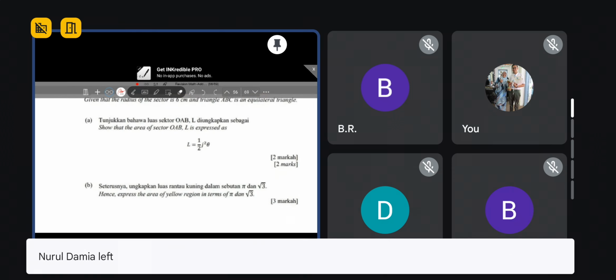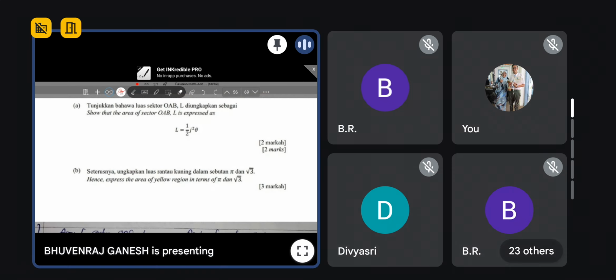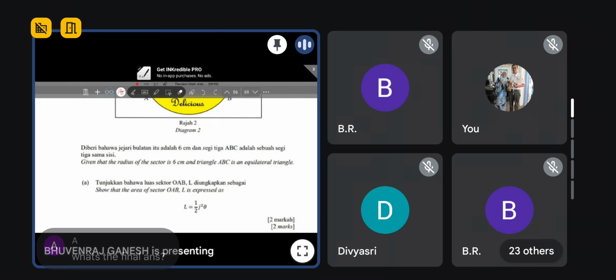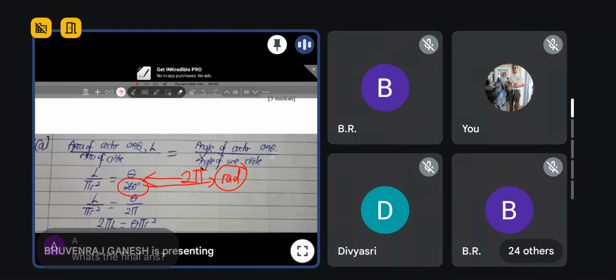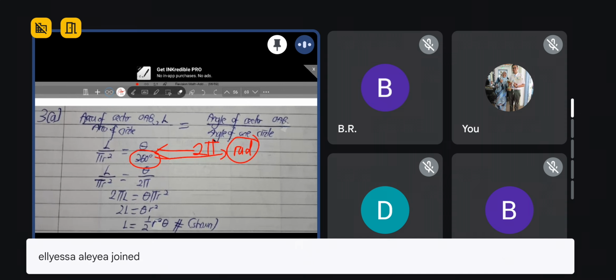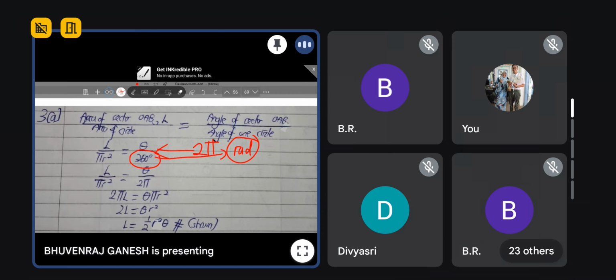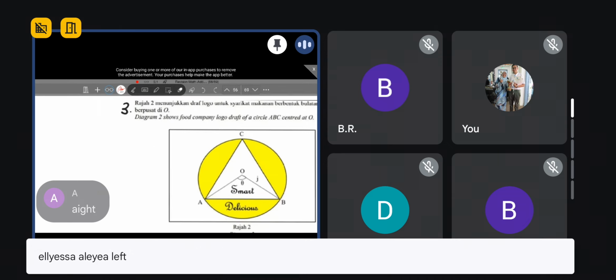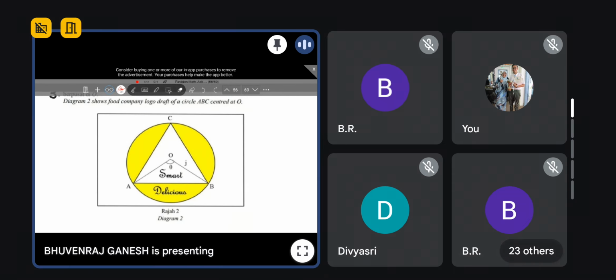That's all. Okay. And then bahagian B, mereka suruh ungkapkan luas rantau kuning, area of yellow region. A, that is the final answer. They ask you to prove this. So this is the final answer lah. Nothing else. Okay. So yeah. And then part B, they want you to find the yellow color region. So guys, can you all tell me macam mana cari kawasan berwarna kuning? The yellow color region. How to find it?